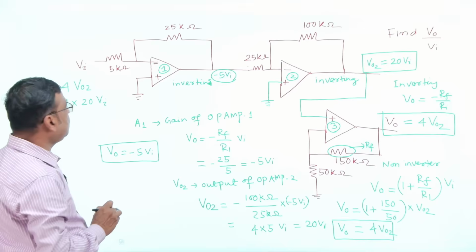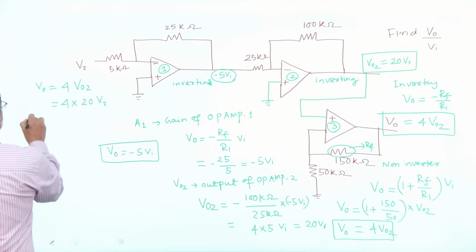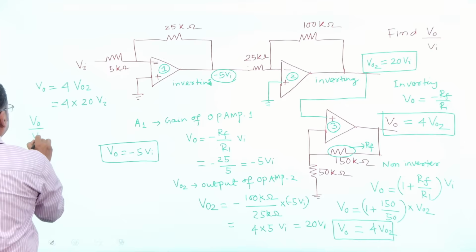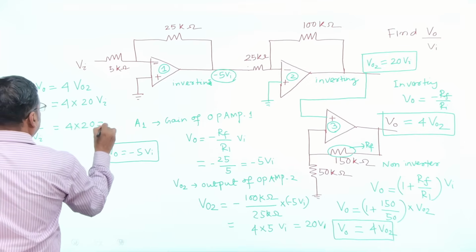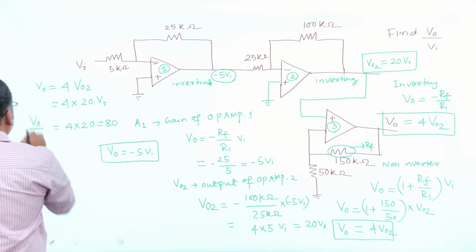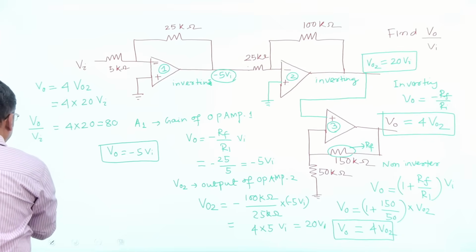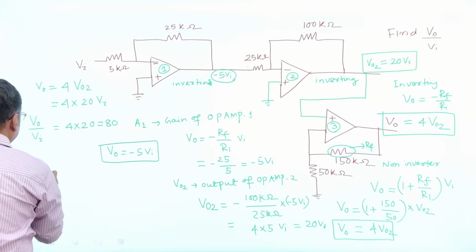We have to find out V0 by VI. So V0 by VI is how much? 4 into 20, that is 80. So gain V0 by VI is 80.